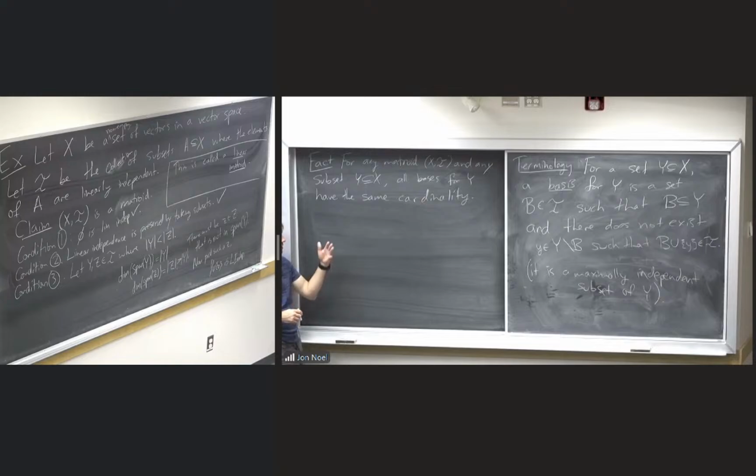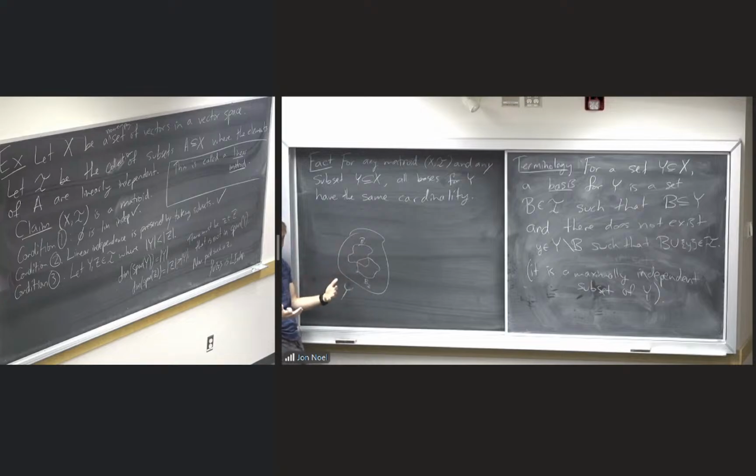I can't remember if I put this on your assignment or not. I might have, but it's kind of an easy argument. Can anyone see how you would do it? So suppose I take a set y, and I take two different maximal independent sets, let's say B1 and B2 inside of y. Suppose they're different sizes, one's bigger than the other. I want to prove that whenever you take maximally independent sets in some set y, they have the same size.